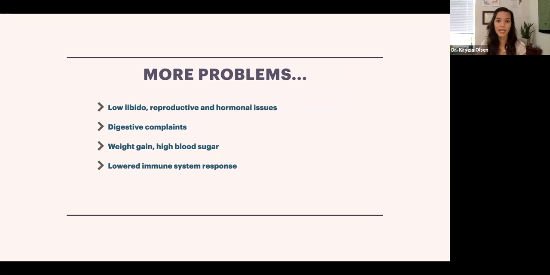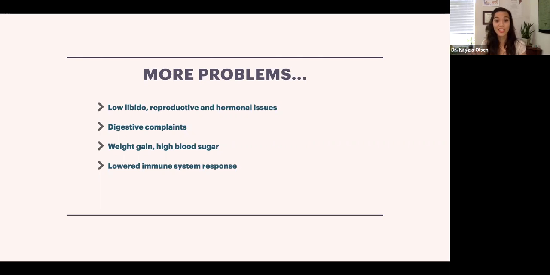All right, and then it keeps going, because now you're also going to have low libido. Because if you're constantly stressed, if there's a tiger, if you see a perceived threat, do you really care about making babies? No, your body's like, nah, we need to conserve, we need to focus on making sure that I can survive. So then you're going to have reproductive and hormonal issues, because now your reproductive system is suppressed. It needs to be on low down.